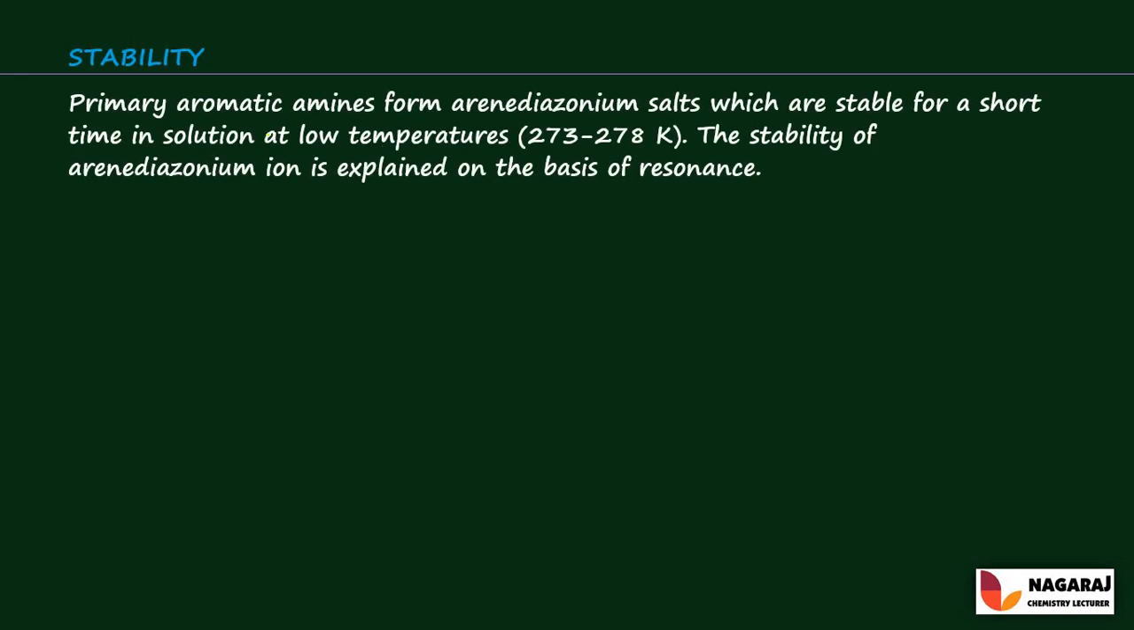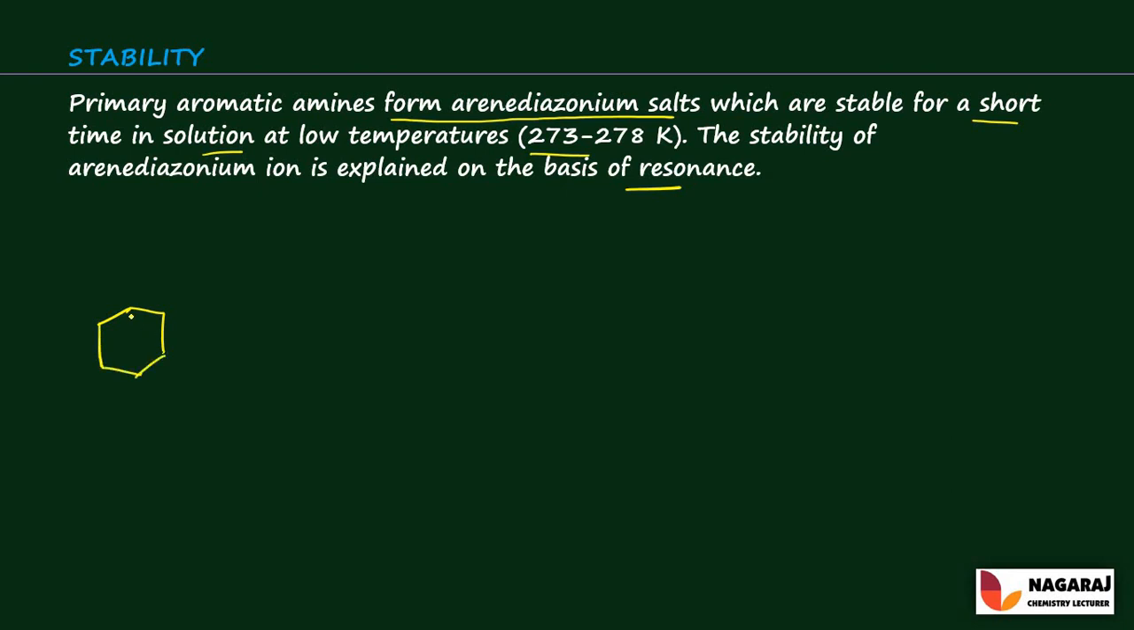Let us see the stability of the diazonium ions. The primary aromatic amines form arene diazonium salts. These arene diazonium salts are prepared from primary aromatic amines, and they are stable for a short time in solution at low temperature, that is, 273 to 278 Kelvin. The stability of the arene diazonium ion is explained on the basis of resonance structures. Let us see the resonance structures of arene diazonium salts.